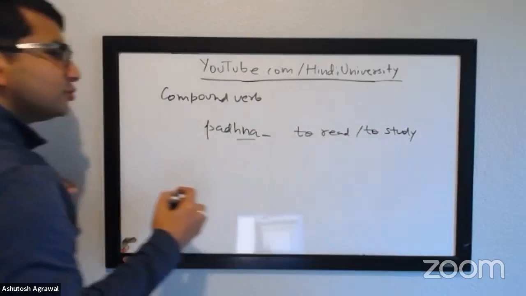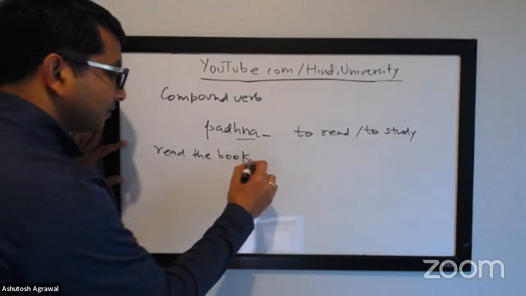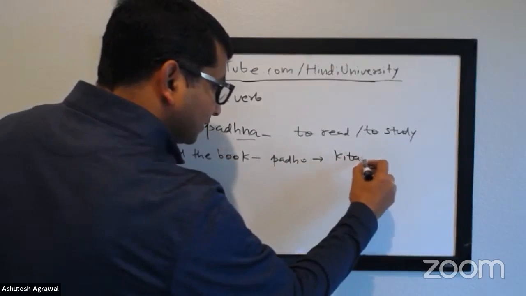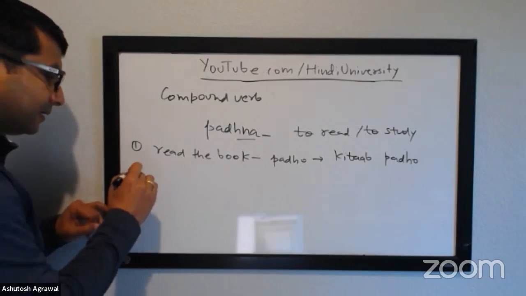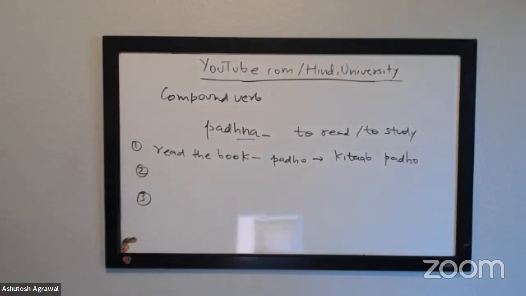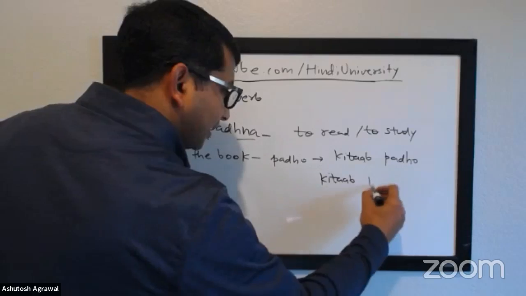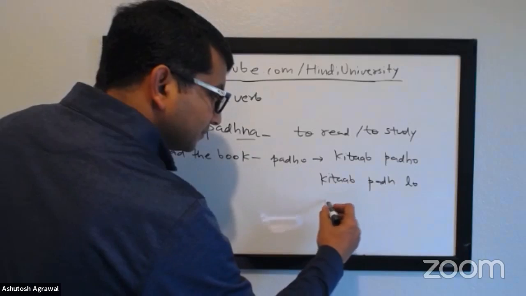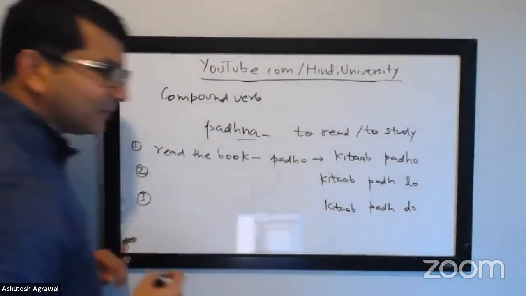Now let's say you want to use it without the compound verb and you want to give it as an imperative: read the book. Padhna becomes "Kitab padho." So this is the case without lena and dena. Now say the same thing with the compound word, lena first and then dena. "Kitab padh lo." And then this one is "Kitab padh do." Good, great.